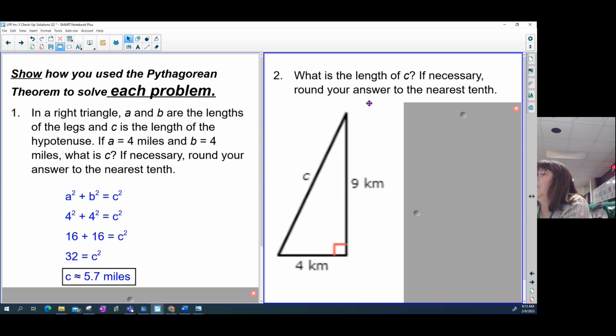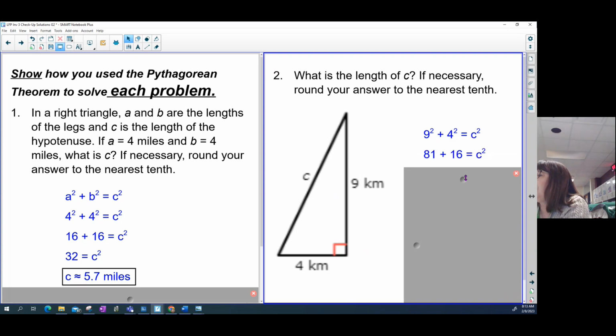Number 2, what is the length of C? If necessary, again, round to the nearest tenth. So we have our 2 legs, and we're looking for the hypotenuse. So addition problem again. We have 9 squared plus 4 squared, getting us C squared. 81 plus 16 is C squared. 81 and 16 give you 97.